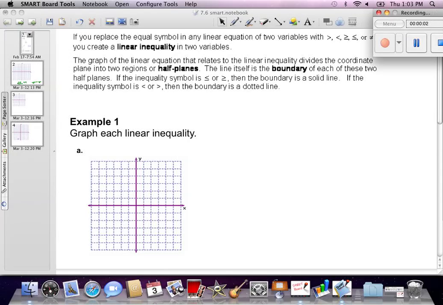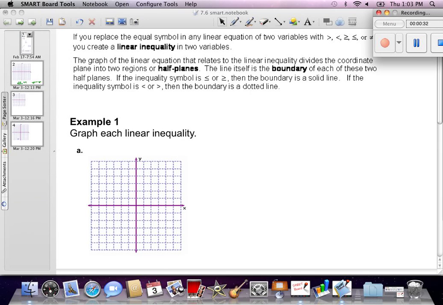Right, ladies and gentlemen, we're looking at 7.6, solving systems of linear inequalities. If you replace the equal symbol in any linear equation of two variables with a greater than, less than, greater than or equal to, less than or equal to, or not equals to, you create a linear inequality in two variables. The graph of the linear equation that relates to the linear inequalities divides the coordinate plane into two regions, or half planes. The line itself is the boundary of each of these two half planes.